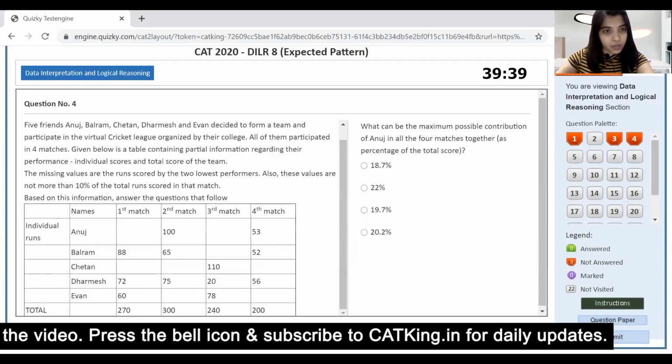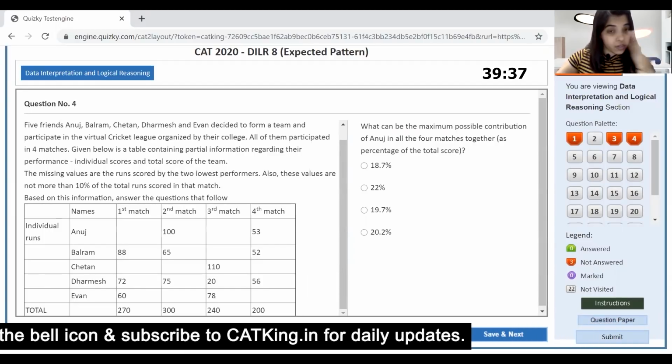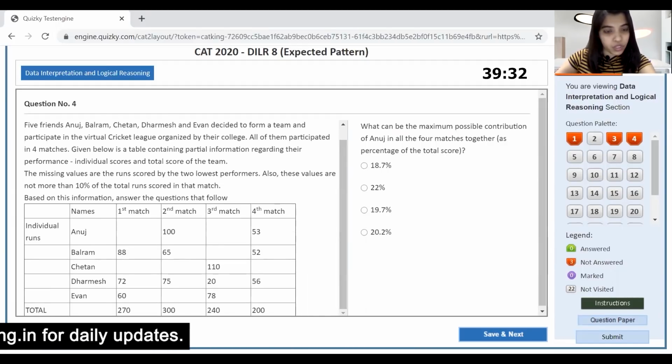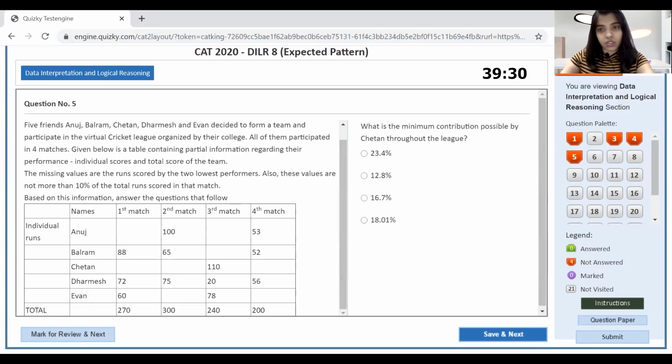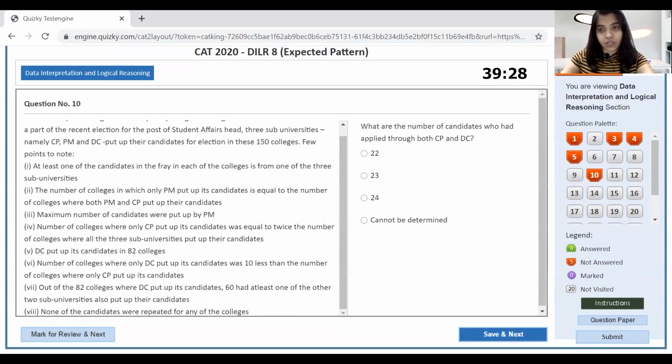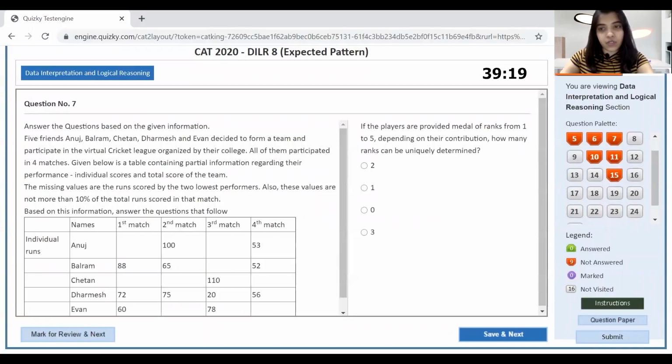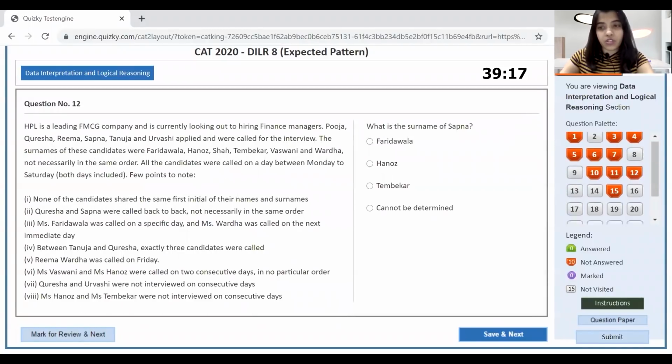Next set is something about runs, 4 people playing in different matches, and we have a bunch of missing information. Fine, another DI set for us. This again has 3 questions. Then the next one has 4 questions. Okay.